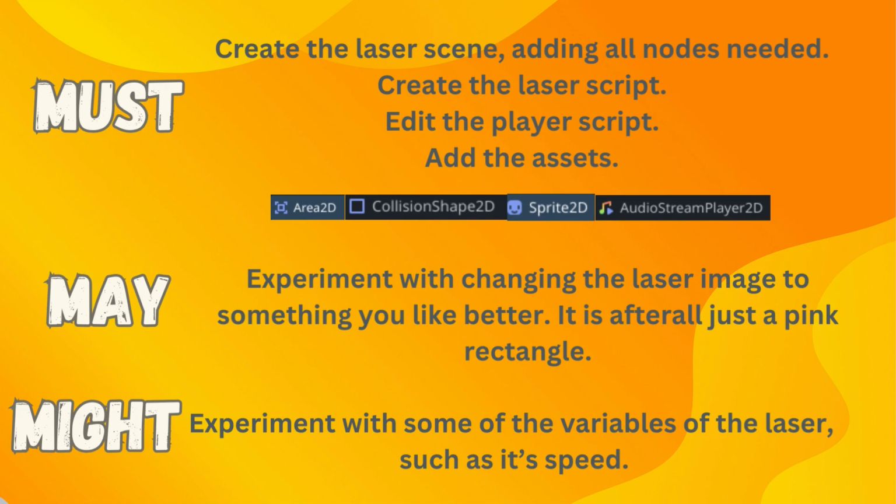What you may like to do is experiment with changing the laser, because it's literally just a pink rectangle I made. So I'm sure you can make something that looks way cooler and just substitute it. And what you might like to do is experiment with some of the variables like the speed, the offset, all those sorts of things to get a bit of a feel of how those work.